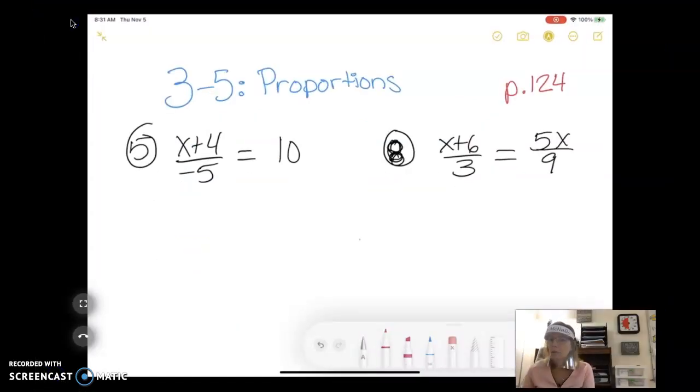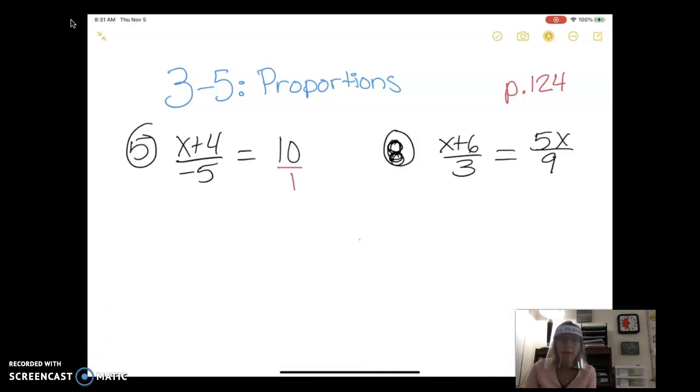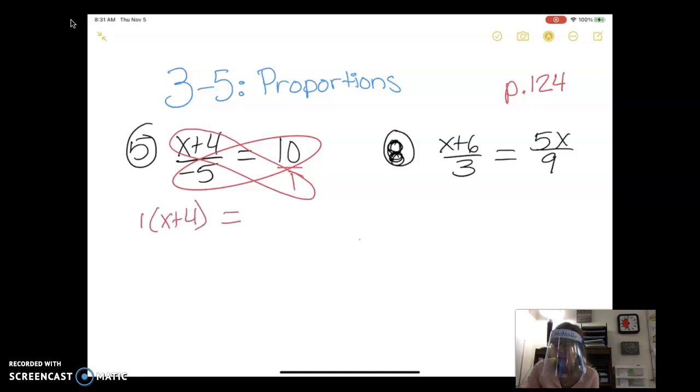Okay. So the same thing again. I'm going to draw my imaginary 1 so that I have a fraction on both sides. Then I can cross multiply. All right. So on this side, I just get 1 times x plus 4. And on this side, I get negative 50. So 1 times x plus 4 is just what? It's just x plus 4.